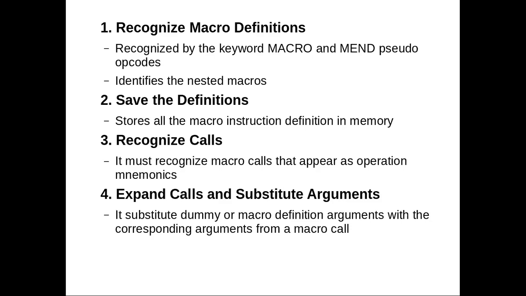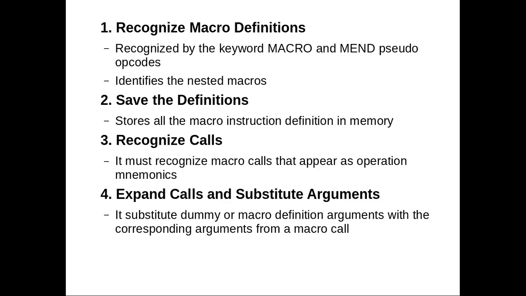Then the third task is recognizing macro calls. How can a macro processor recognize the macro calls? We know the format of a macro call. Macro call starts with the macro name followed by the real arguments passing to the macro definition. So in the macro call, the name of the macro is treated as the opcode, that means the action to be performed. And the macro processor will recognize the macro calls that appear as the operation mnemonic. Here operation mnemonic is nothing but the name of your macro.